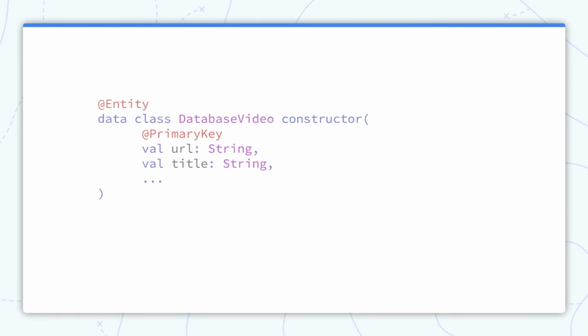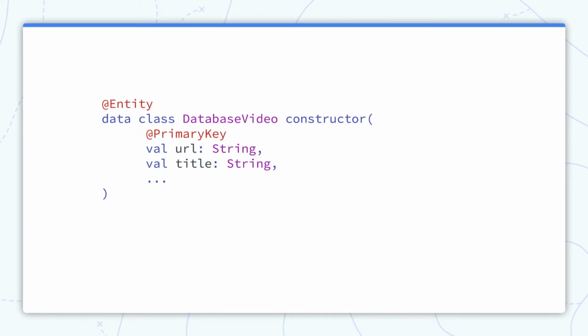You've already learned how to use Room, and as a review, here are the features you'll need to build an offline cache. DevByte videos will be represented by a database video entity. They have a primary key of the video URL. The server design ensures that the video URL will always be unique.